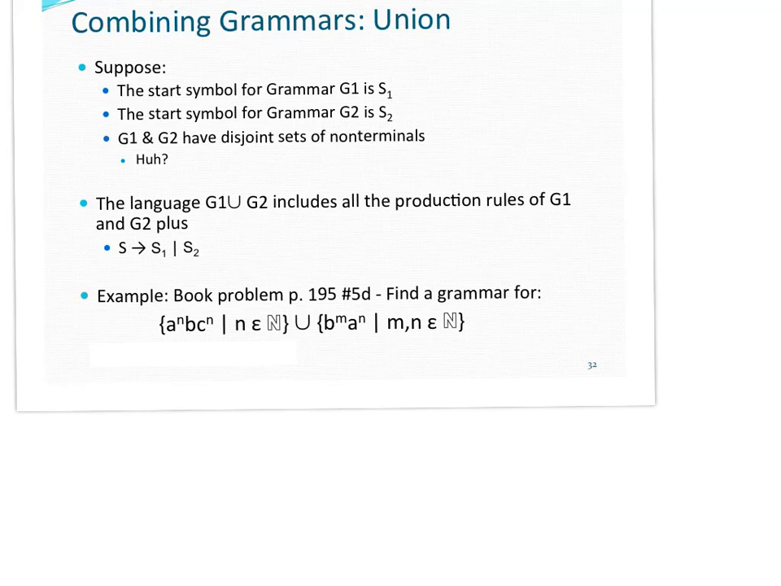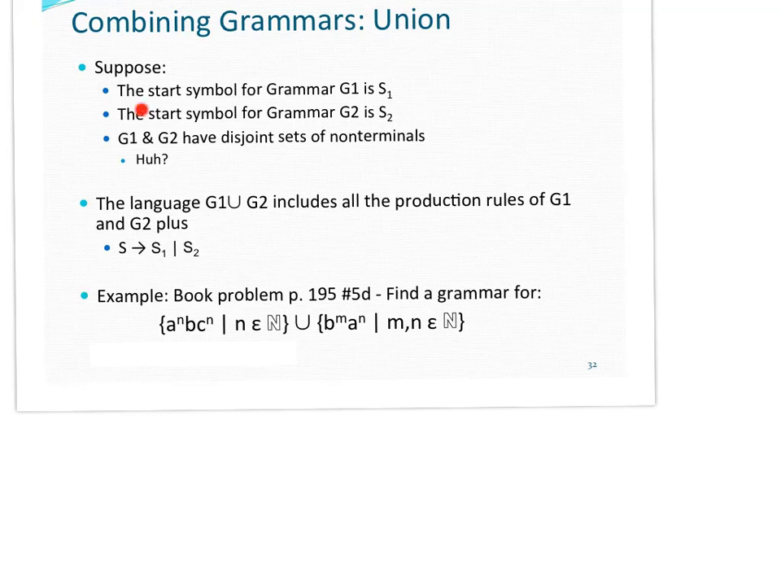So maybe we have, for example, down here, the language a^n b c^n and b^m a^n, right? So these are two different languages. And I have a grammar for this one, and I have a grammar for this one, and I want to figure out the union of those two.